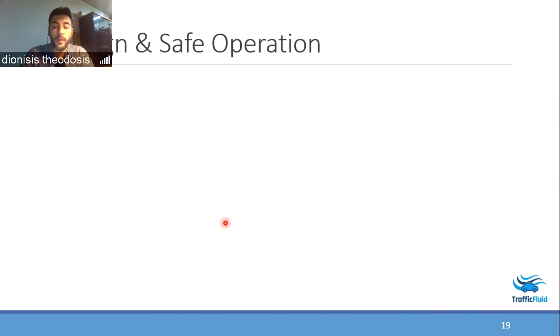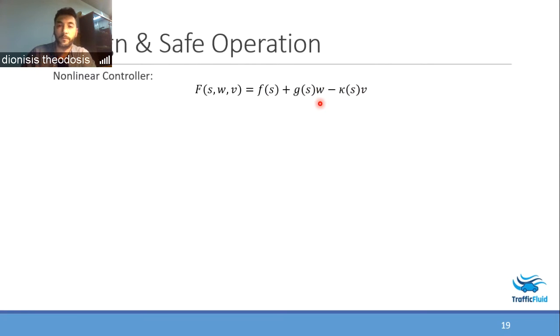So how do we design a controller to satisfy all those requirements simultaneously? We want safety, we want string stability, and we also want stability. We start with a very general form, which has three terms. These functions f, g, and kappa depend on the spacing between the vehicle i and its preceding vehicle. v is the speed of the vehicle, and w is the speed of the preceding vehicle.